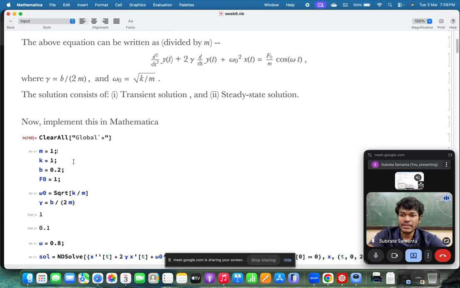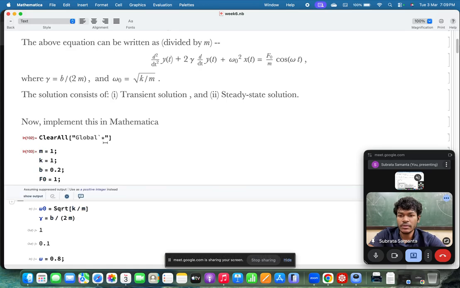And then I assign 1 to m, basically m equals 1, and k also 1. I choose the b value as 0.2, let us say, and f naught is f1. So I choose these values for these four constants.